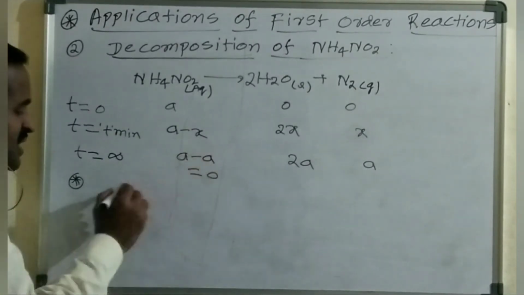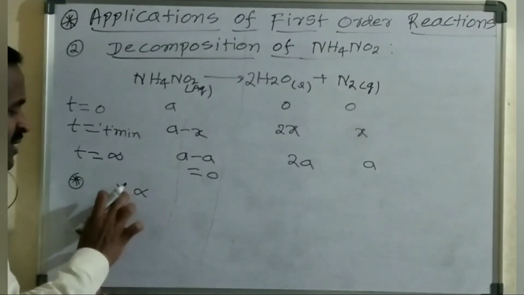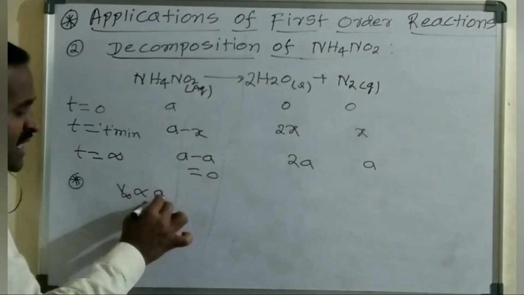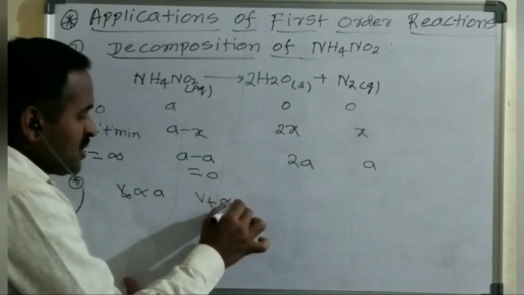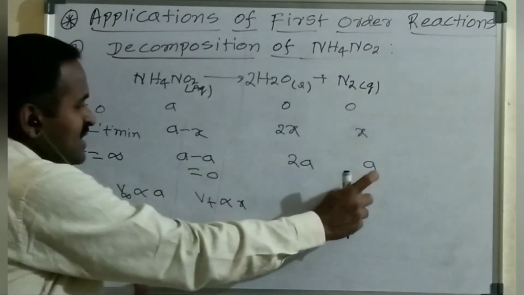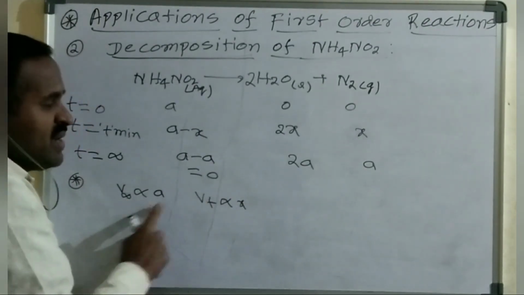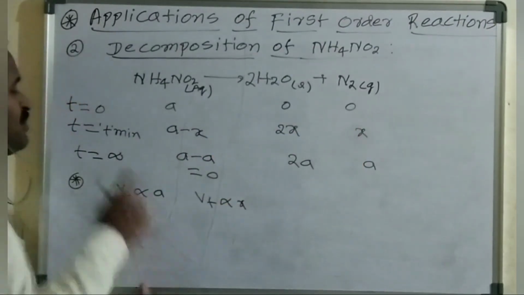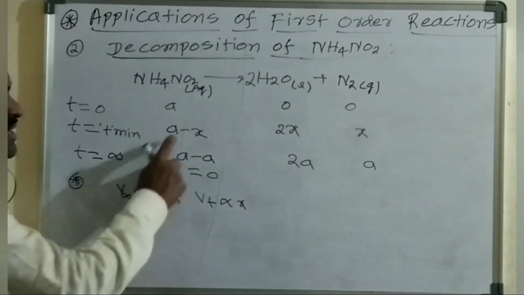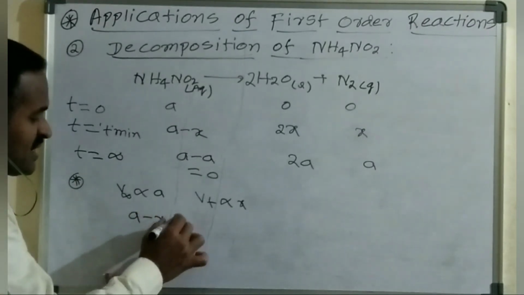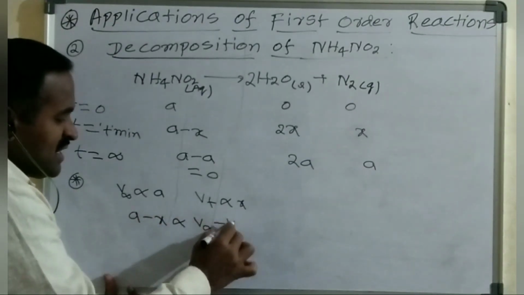Generally, the volume of nitrogen gas at infinite time, V infinity, is directly proportional to a, whereas the volume at time t, Vt, is directly proportional to x. So a minus x is directly proportional to V infinity minus Vt, where a corresponds to V infinity and x corresponds to Vt.